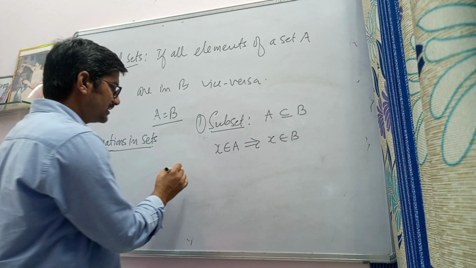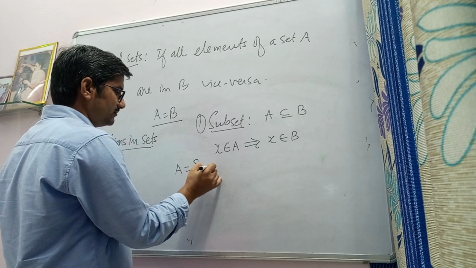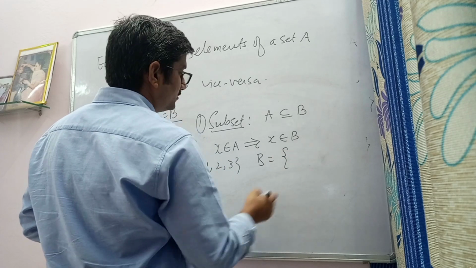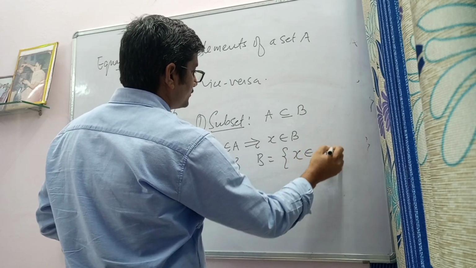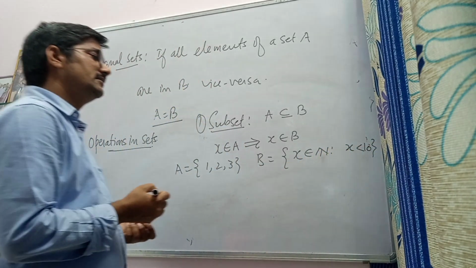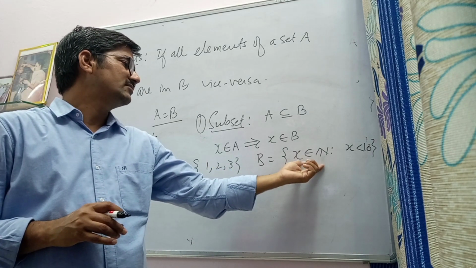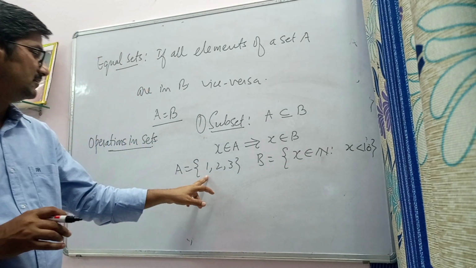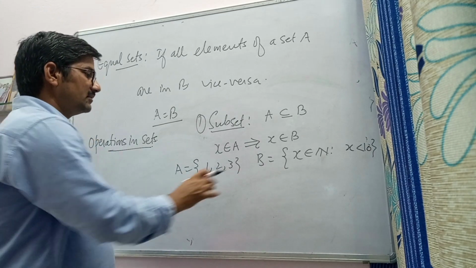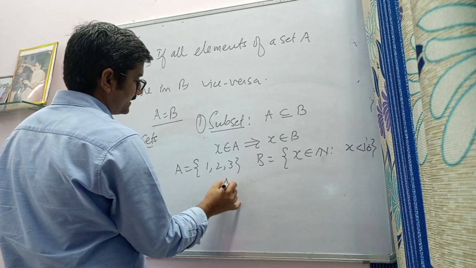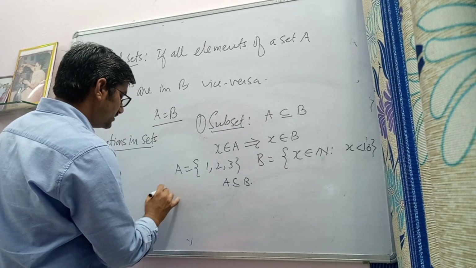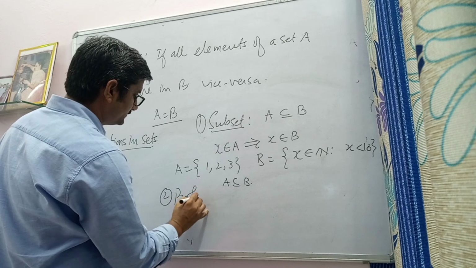For example, I am writing A equal to {1, 2, 3}, and B is equal to all x in natural numbers such that x is less than 10. So B will contain the natural numbers from 1 to 9, and A contains the natural numbers only 1, 2 and 3. So A is a subset of B, but B is not a subset of A. Next operation is the proper subset.